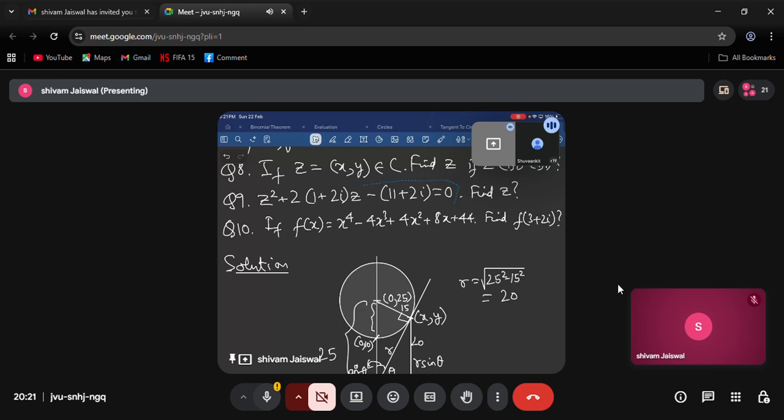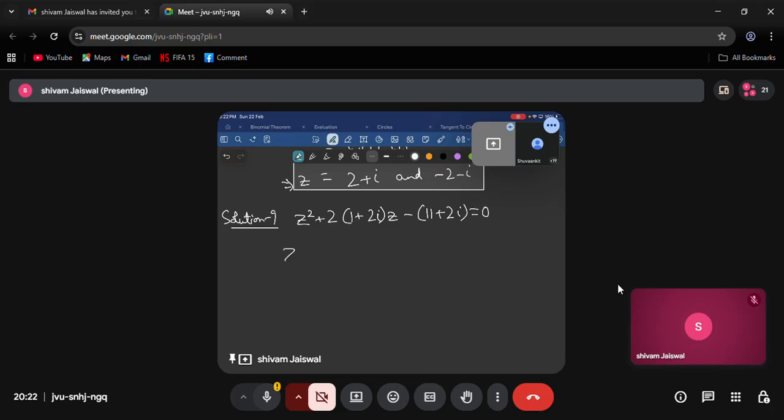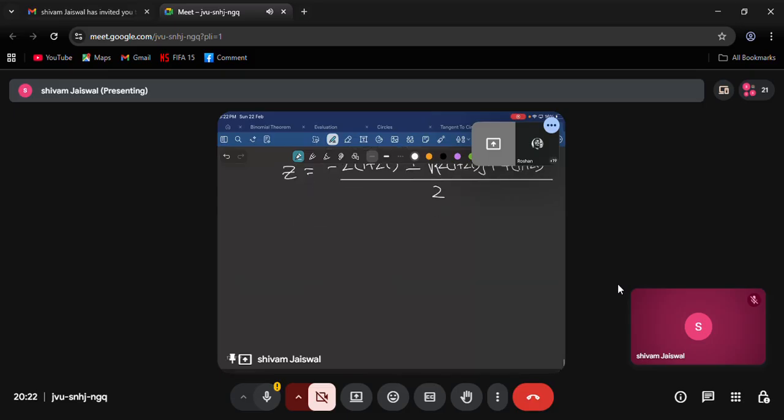Are you people able to see a quadratic? Tell me. Want to solve this quadratic? This is number 9. So z will be equal to minus b, so minus 2 into (1 + 2 iota) plus minus root over b square minus 4ac. That is 2 into (1 + 2 iota) whole square minus 4ac, that will become 4 into (11 + 2 iota). Roshan, are you getting? Divided by 6. Okay, let us simplify.